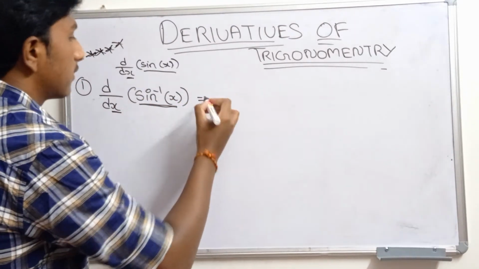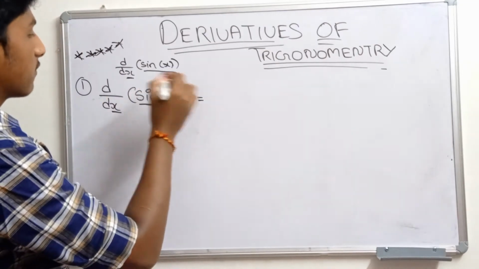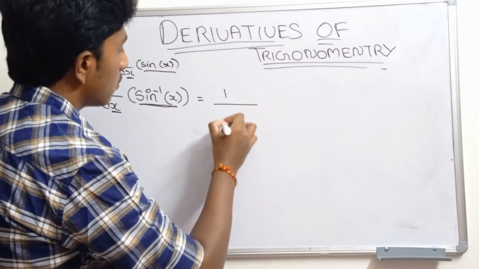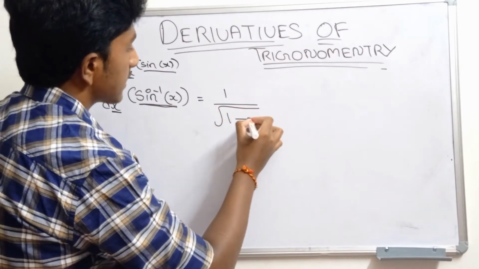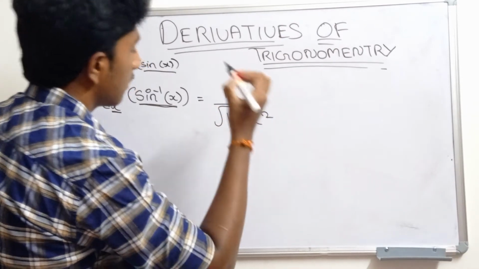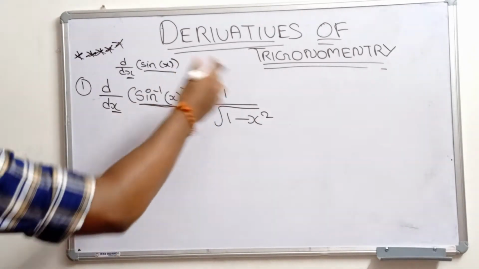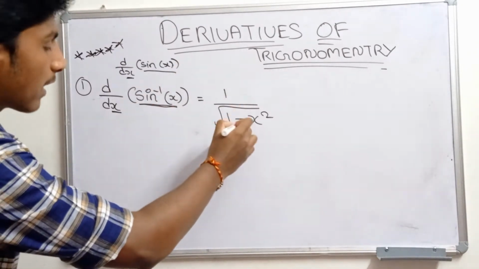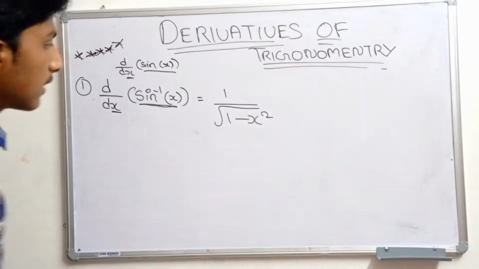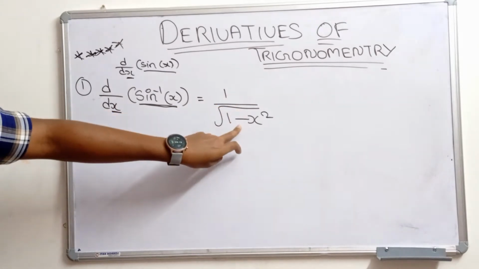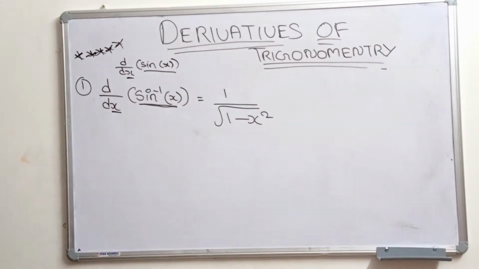When we differentiate sine inverse x, d by dx of sine inverse x, we are going to get 1 by root over 1 minus x square. Guys, is it clear? D by dx of sine inverse x means 1 by root over 1 minus x square.